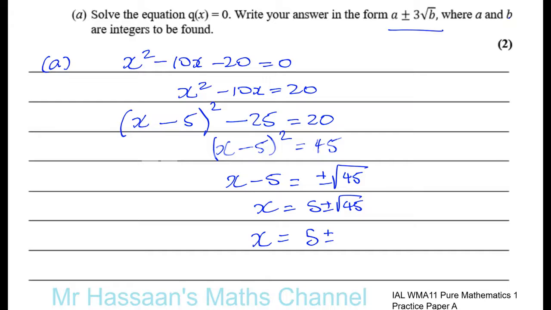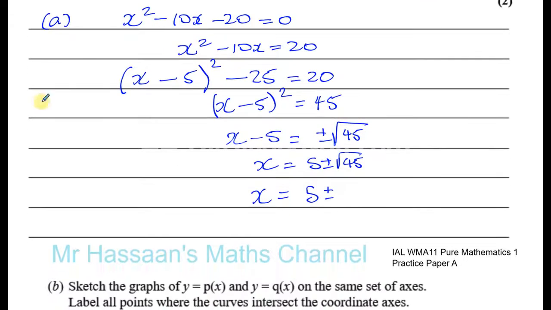Okay, so what you have to do in this type of situation is say, this is the same as root 9 times root 5. 9 5s are 45.